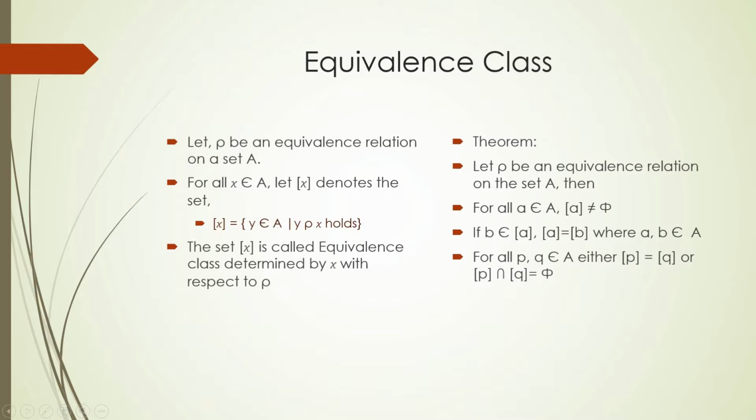And the third thing is that for all p and q belonging to the set A, either [p] equals [q] or the intersection of [p] and [q] equals phi. It's the same thing actually. We are saying that if p and q are two elements that belong to the set A, then the equivalence class of p is equal to the equivalence class of q, or their intersection is null, that is, there is no element present in both of them.